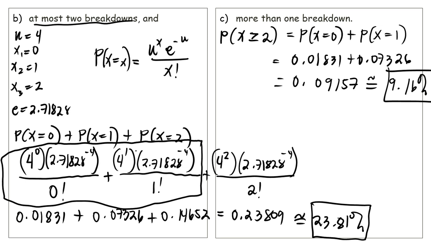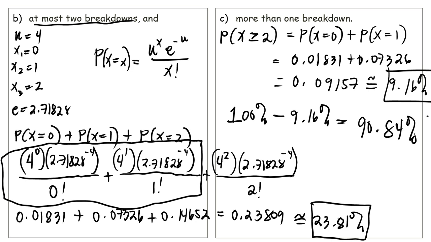So, para makuha mo yung more than 1 breakdown, yung 1 whole po, or 100%, minusan mo ng 9.16%. So, ang final answer mo ngayon ay 90.84%. Ito ngayon yung probability na magkaroon po ng more than 1 breakdown. Okay?